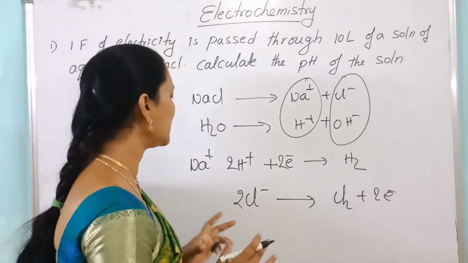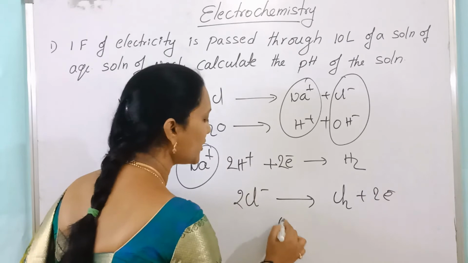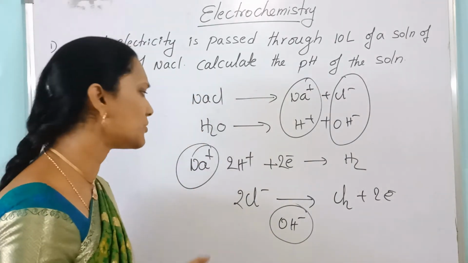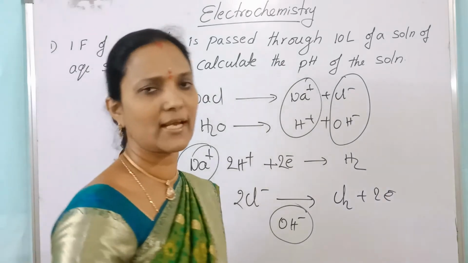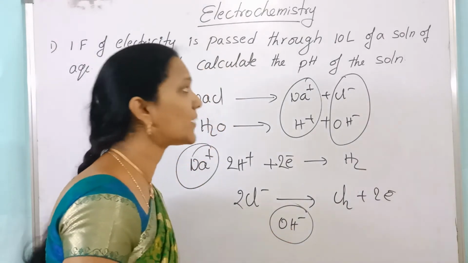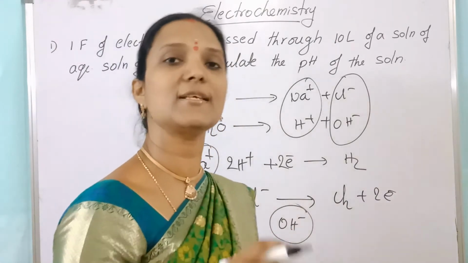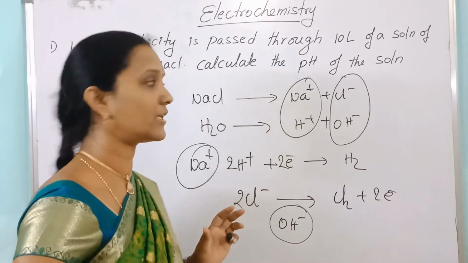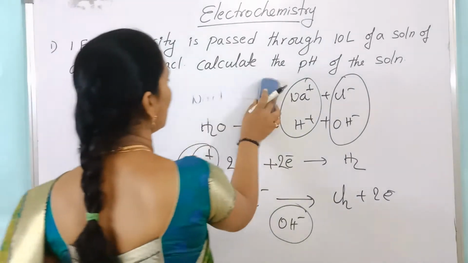Then what is remaining? Here Na plus and here OH minus. Nothing but these two combined change to sodium hydroxide, NaOH. Anyhow, OH minus ions are there. Is it basic in nature or acidic in nature? This is basic in nature.